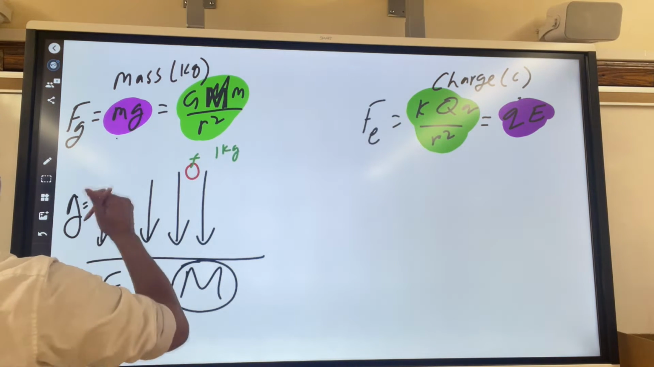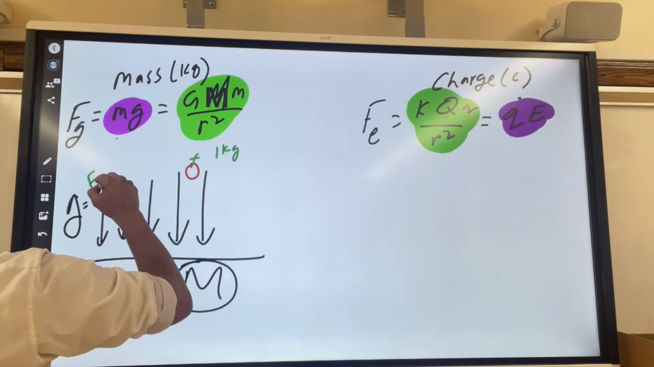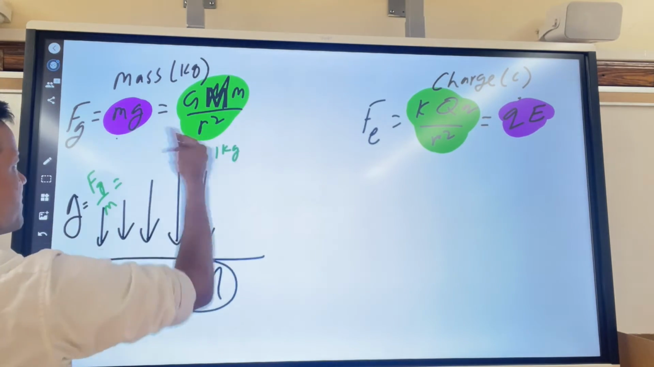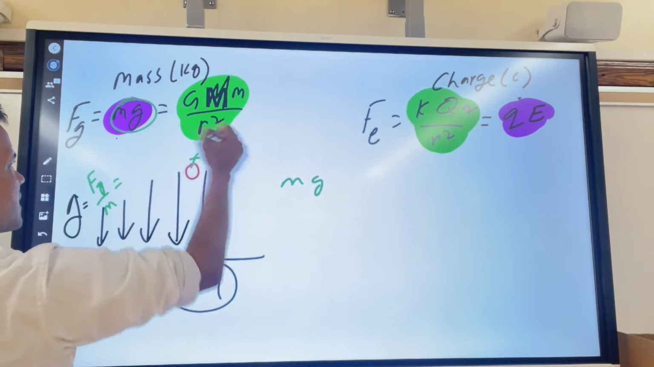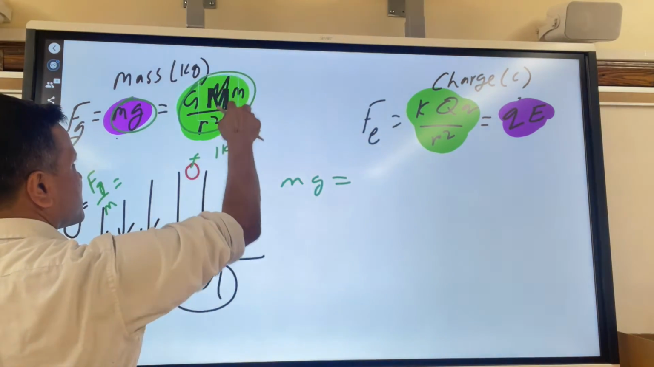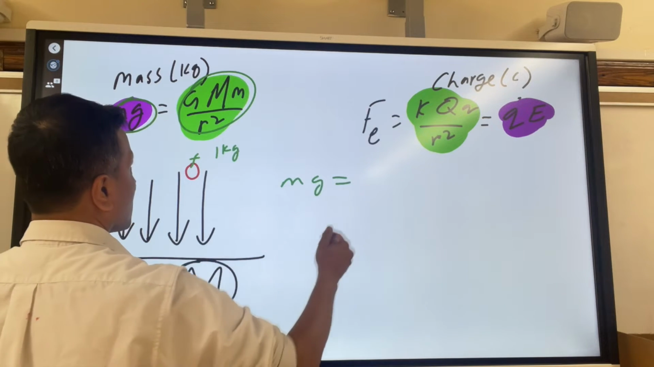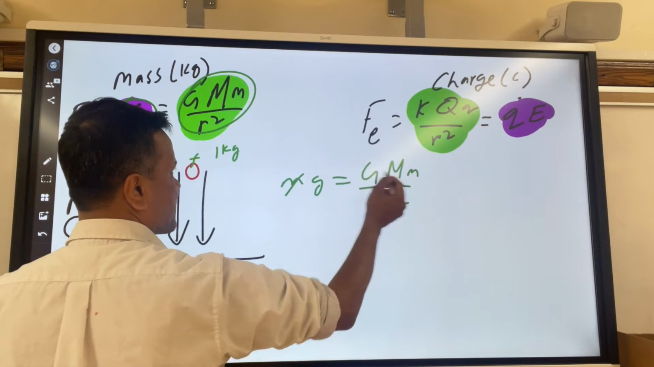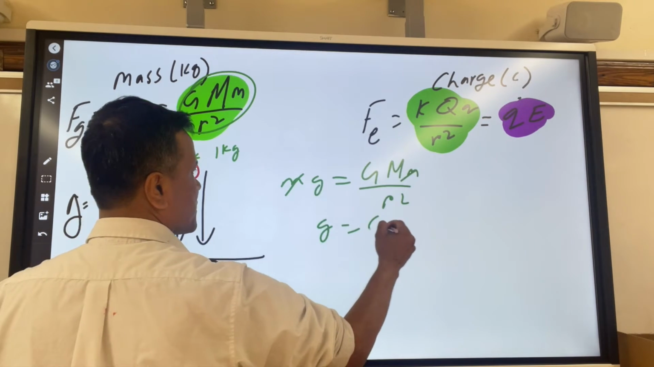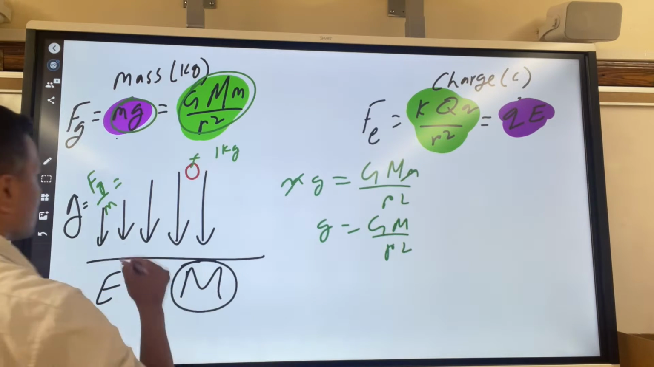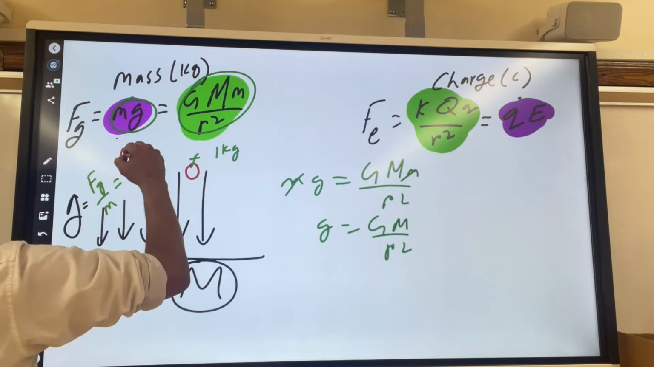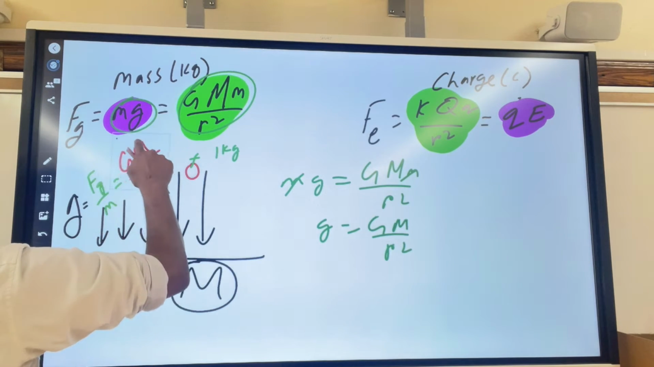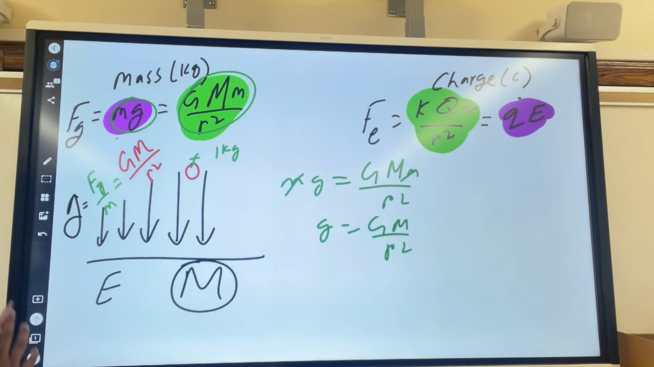Well, the equation of the G field is F_G over m, or we can also say that we can use this formula, mg. We see that this is equal to big G, big M times small m over r squared, right? So m cancels, so g is big G M over r squared. So we're going to write that now, big G M over r squared. By the way, this is big M. Okay, good. This is the G field.